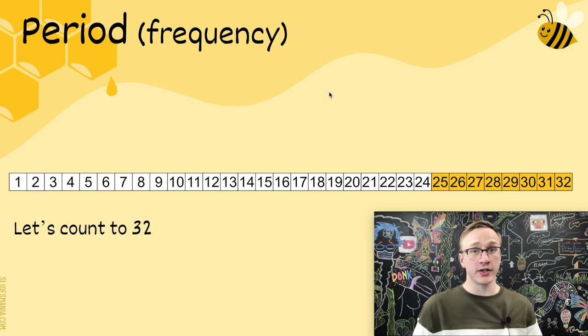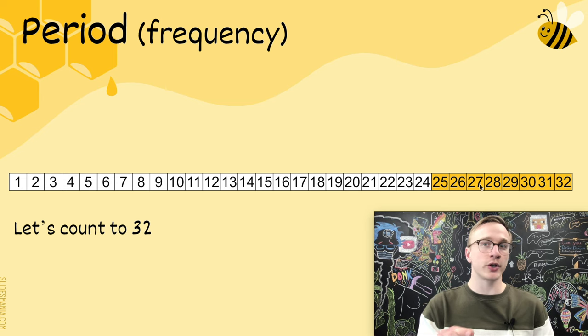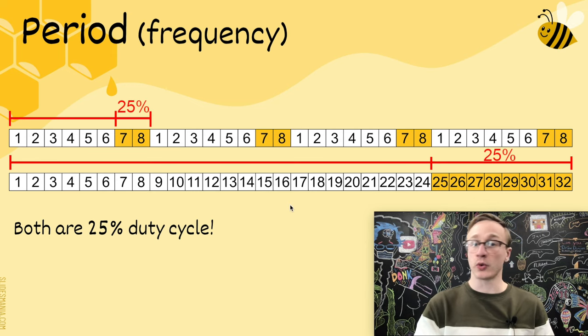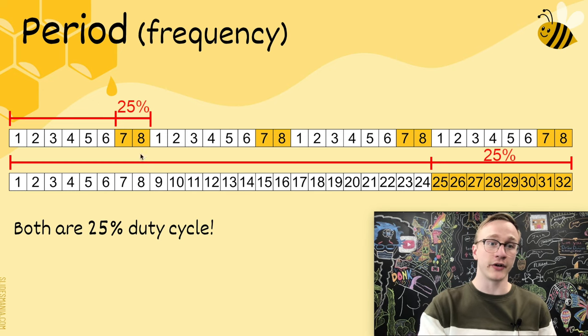Well, that's pretty easy. We can just count to a higher number. Now we have much more control over what our duty cycle actually is. It's nice that we have more control over our duty cycle, but the drawback is that it takes longer to count to that number. Both of these are examples of 25% duty cycle, but counting from 1 to 32 takes 4 times as long as counting from 1 to 8.